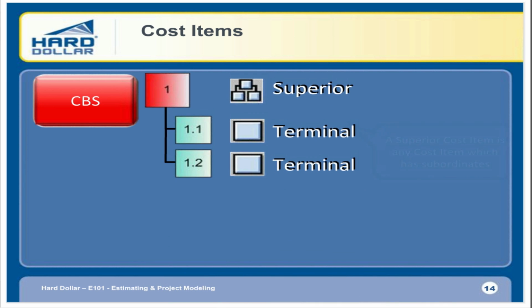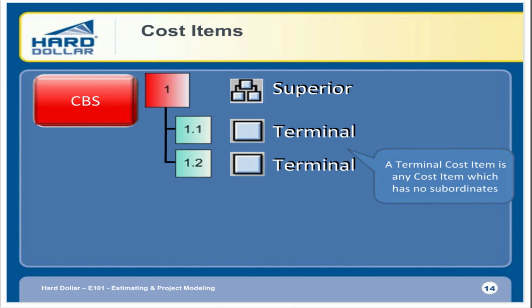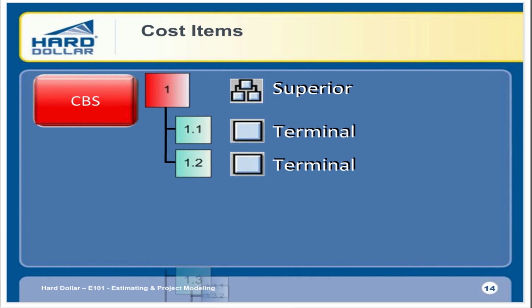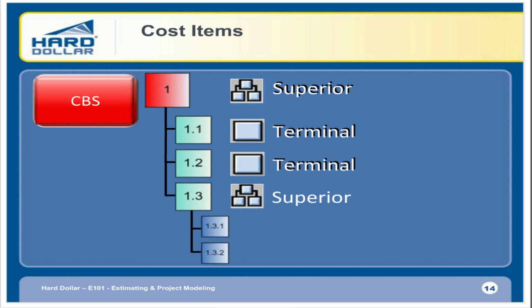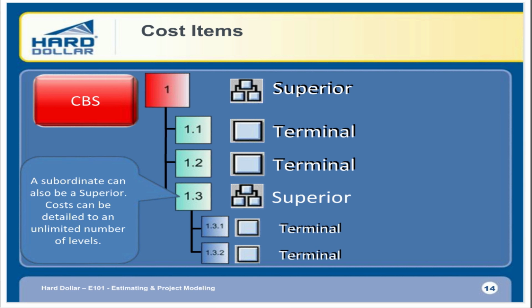There are two types of cost items in the CBS. A superior cost item is any cost item which has subordinates. A terminal cost item is any cost item which has no subordinates. In the CBS, it is possible to have subordinates which are also superior cost items, as illustrated here. Cost item 1.3 is a superior since it has its own subordinates. Cost items 1.3.1 and 1.3.2 are terminals since they have no subordinates. There can be an unlimited number of levels of cost items in the CBS.